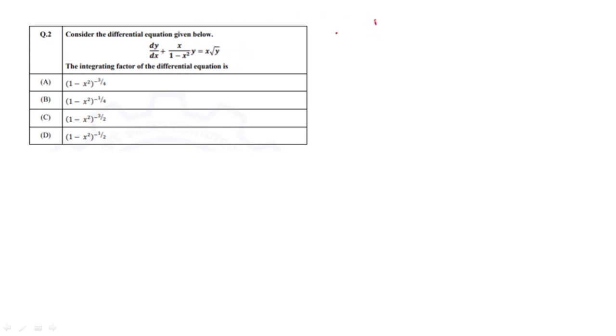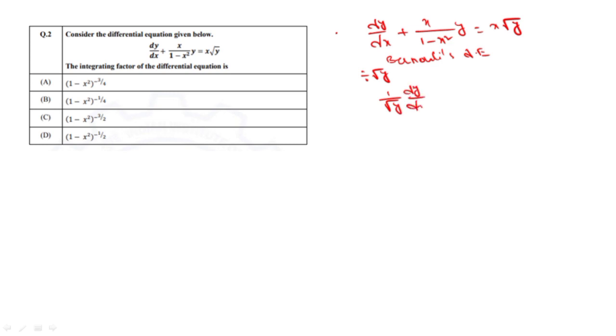Okay. So the given equation is in the form of dy by dx plus x by 1 minus x square into y equal to x root y, which is called Bernoulli's differential equation. So we have to divide this with root y. Then this is 1 by root y dy by dx plus x by 1 minus x square into y by root y, which is root y, equal to x.